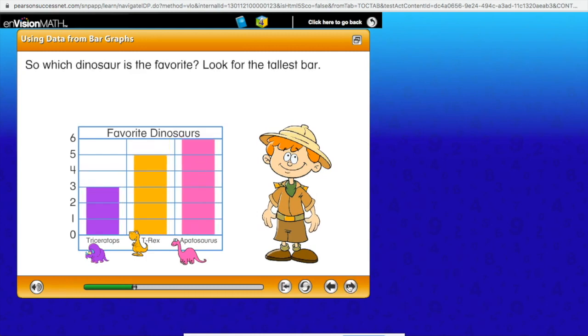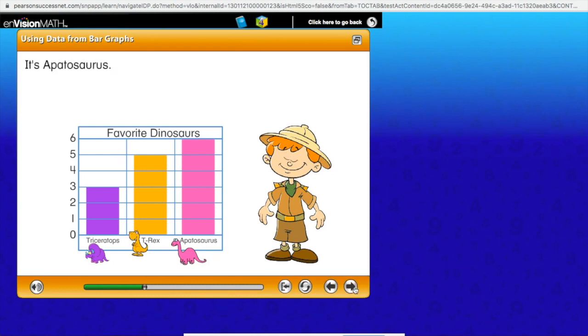So which dinosaur is the favorite? Look for the tallest bar. So looking at this bar graph, I want to know which dinosaur is the favorite. So I'm going to look for the bar that is the tallest, meaning the biggest. So it's very easy to see that the pink is our tallest bar. It's Apatosaurus.